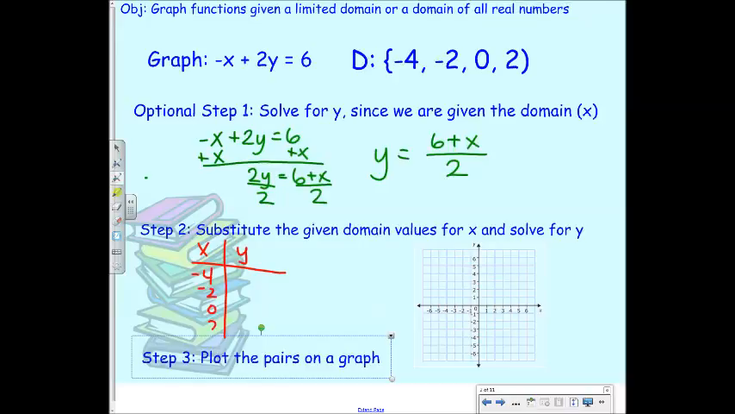If I plug in -4, what's 6 plus -4? 2. 2 divided by 2 is 1. Now I plug in -2. What's 6 plus -2? 4. What's 4 divided by 2? 2. What's 6 plus 0? 6. 6 divided by 2 is 3. And what's 6 plus 2? 8. 8 divided by 2 is 4.